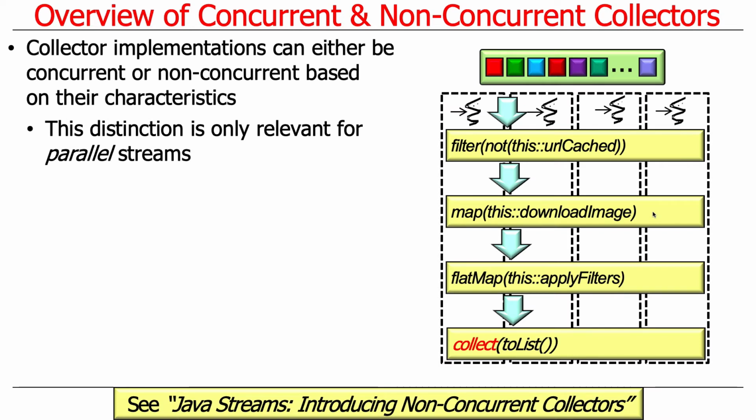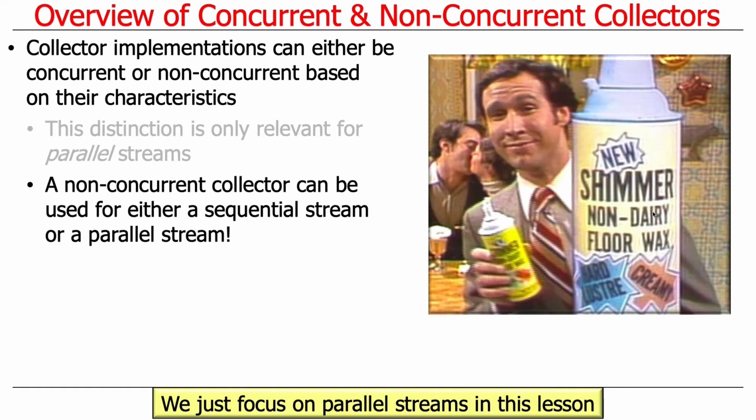The distinction between concurrent and non-concurrent is only relevant for parallel streams. If you have a sequential stream, then you could have either a concurrent collector or a non-concurrent collector, and it would behave the same. You'd be kind of crazy to make a concurrent collector for a sequential stream because it adds overhead for no value whatsoever. But this discussion only applies to parallel streams. This distinction really only matters for them.